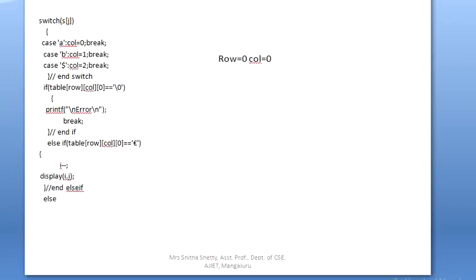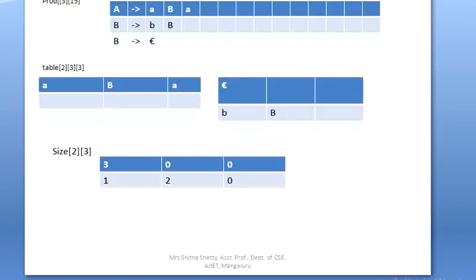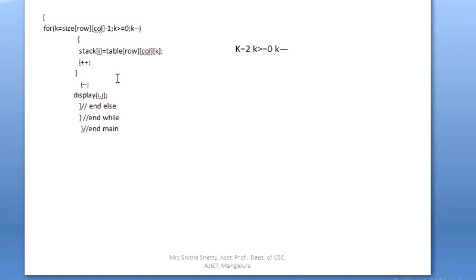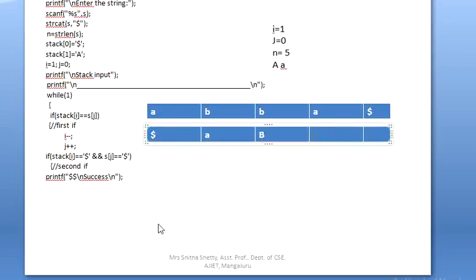Next, you can see here I gets incremented. Now I becomes 2. Now stack of 2 is equal to table 0, 0, 1. So what does table 0, 0, 1 contain? Table 0, 0, 1 contains B, right? Capital letter B. So here I am inserting B. Next I gets incremented. I becomes 3 now. Now stack of 3 is table 0, 0, 0. What is 0, 0, 0? It contains A, right? So here I am inserting A.